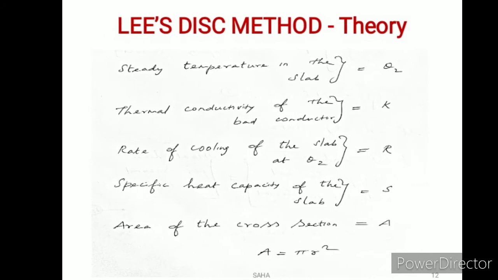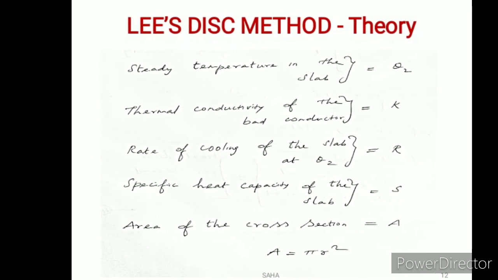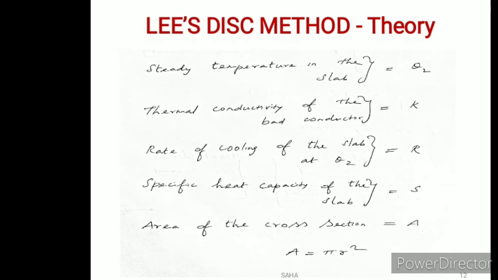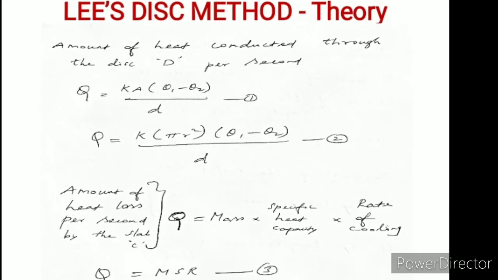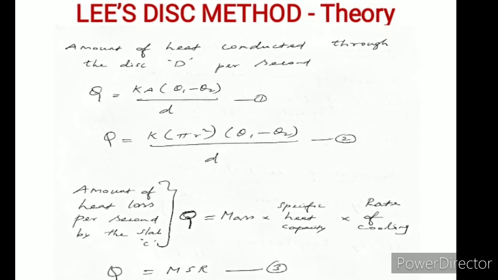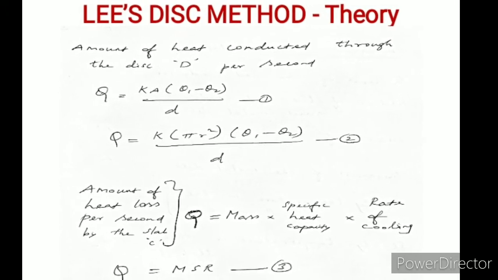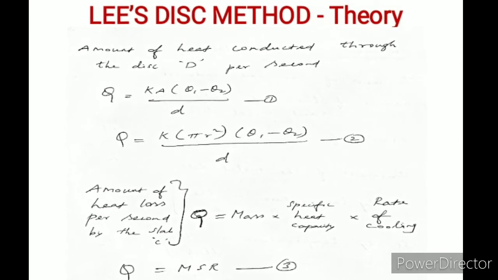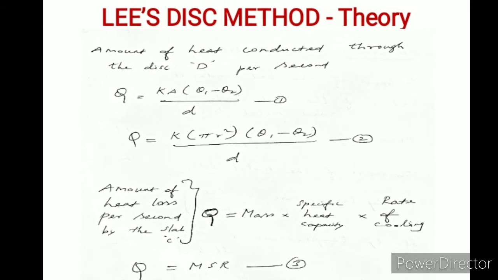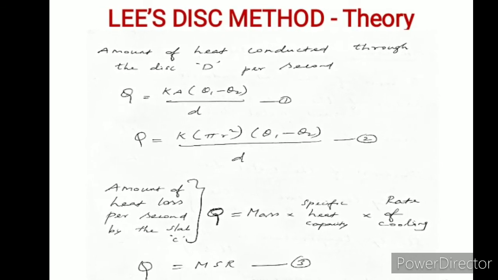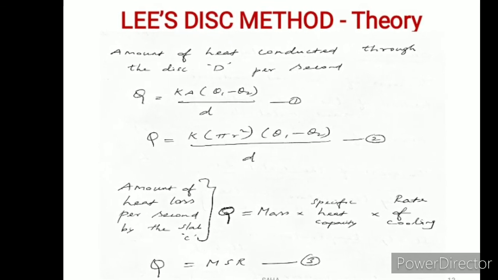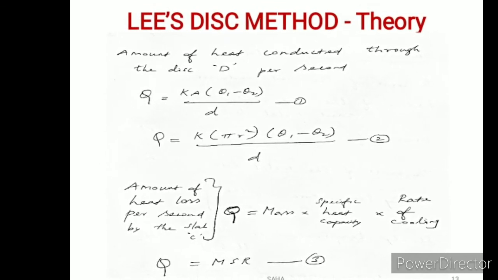Area of cross section capital A. Here the area of cross section is circular, so A is equal to pi r squared. Based on the thermal conductivity equation, the amount of heat conducted through the disc capital D per second, Q, is equal to KA into theta 1 minus theta 2 divided by small d. That is equation number 1. Here we know the A value, so we can substitute and get equation number 2.